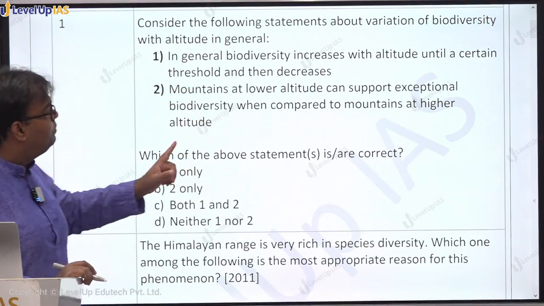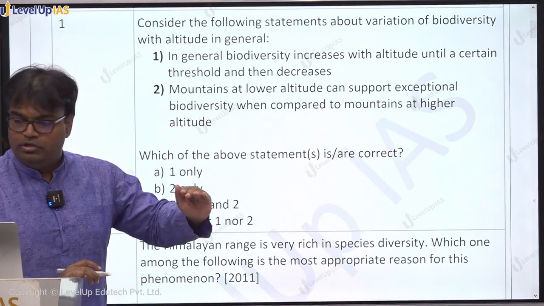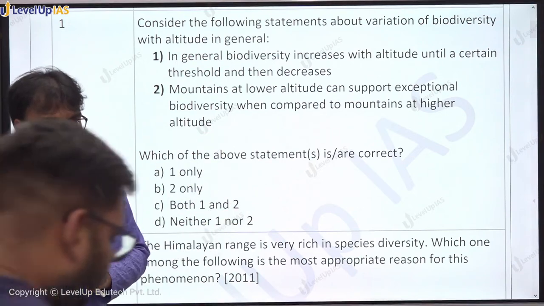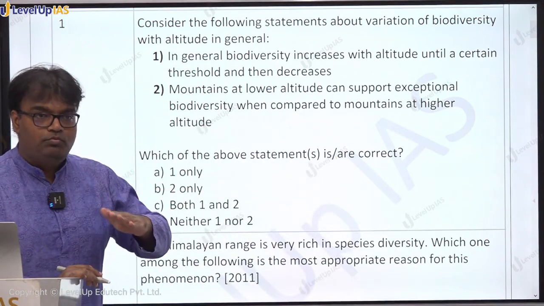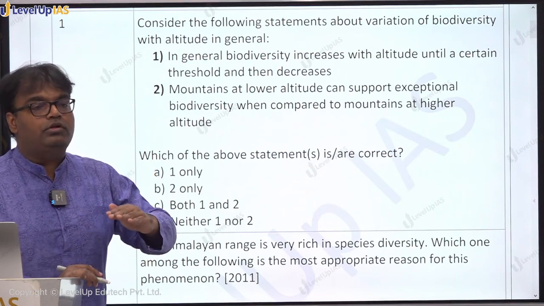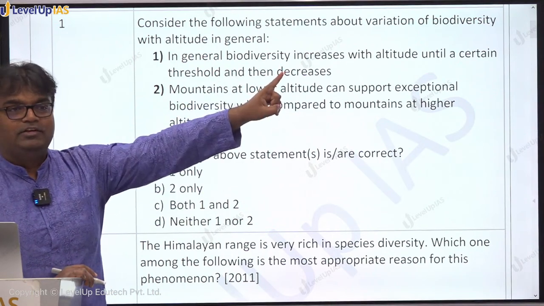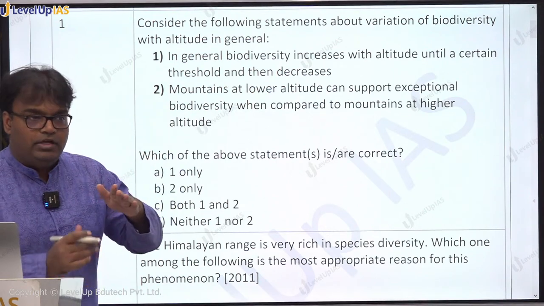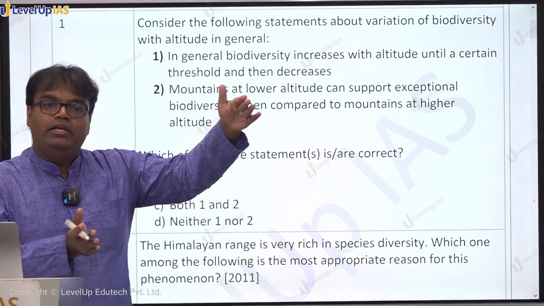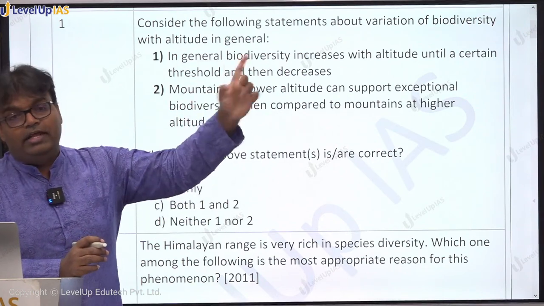Mountains at lower altitude can support exceptional biodiversity when compared to mountains at higher altitude. Mountains which are at lower altitude can support way more amount of biodiversity than mountains at higher altitude. Is it true? Yes. Because at lower altitude, what happens? Dekho, mountain ke bottom pe there would be a plain region, tarai region. But at lower altitude, when the height increases, temperature would not go as low as that of Himalayas. So think of Western Ghats. In Western Ghats, the mountains at lower altitude are able to support way more biodiversity, because in very small area, a lot of temperature variation may occur without things going to the extreme, right?